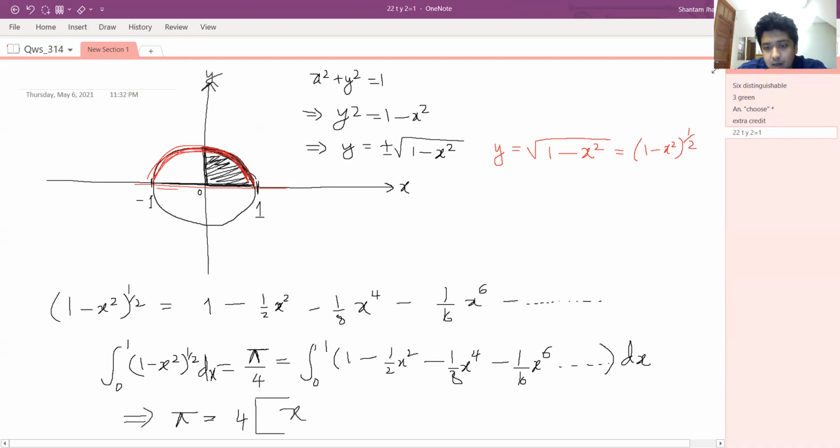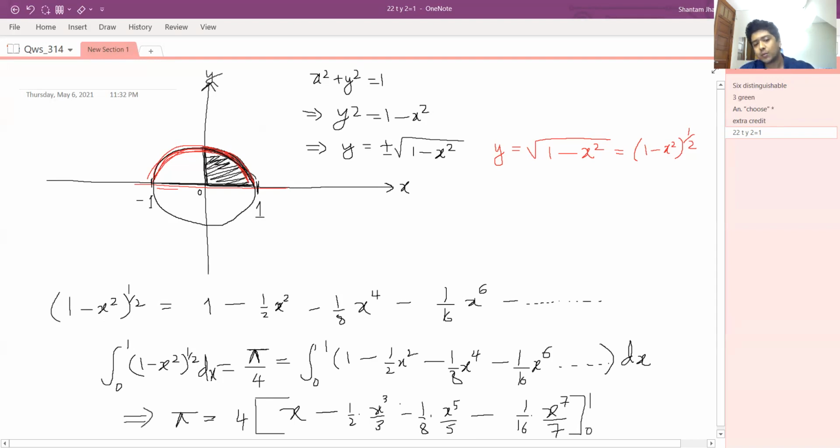Well, it looks like 1 integrates to x minus half times x cubed over 3, minus 1/8 times x to the 5 over 5 is what I get after I integrate x to the 4th, minus 1/16 times x to the 7 over 7, and these plugged in at 1, 0. Since these are polynomial functions, plugging in 0 is just going to give 0. So what does that mean? Now I have, and this is dot, dot, dot, by the way, because it's an infinite series. Now, what does that mean?